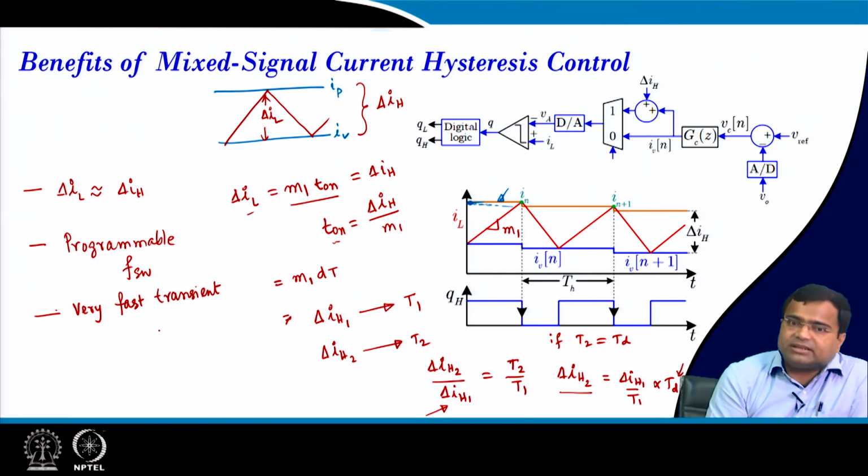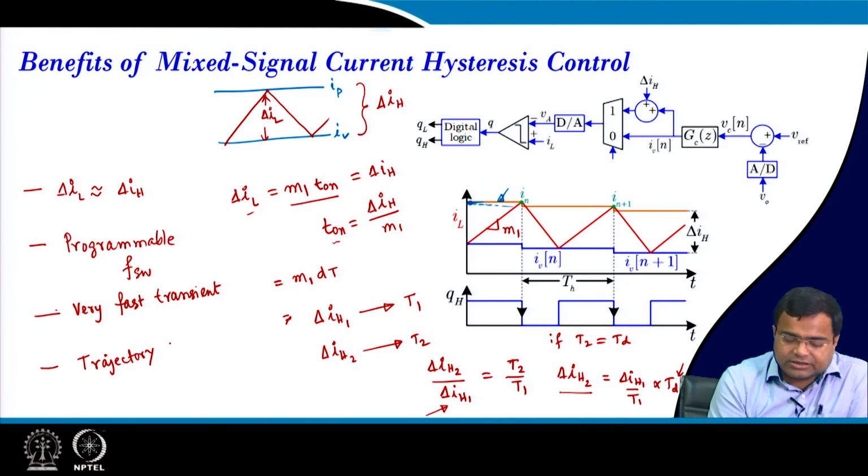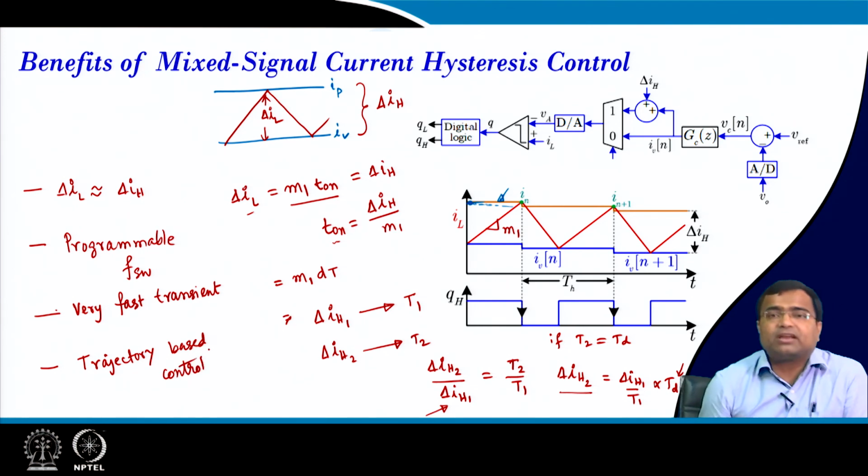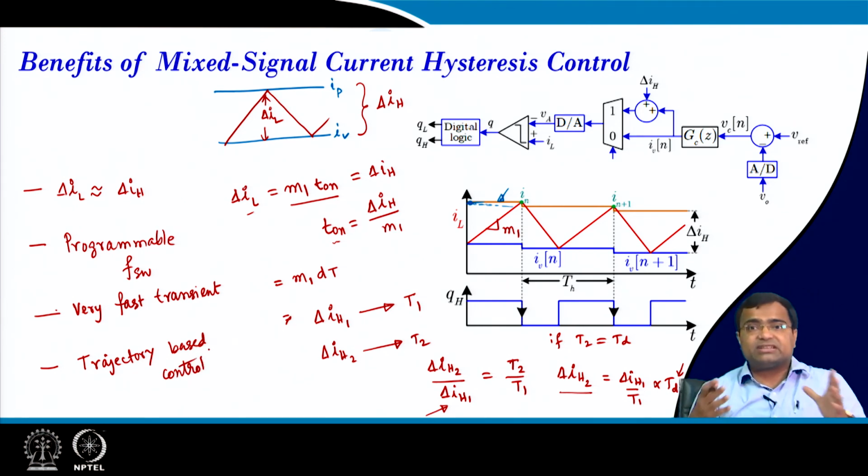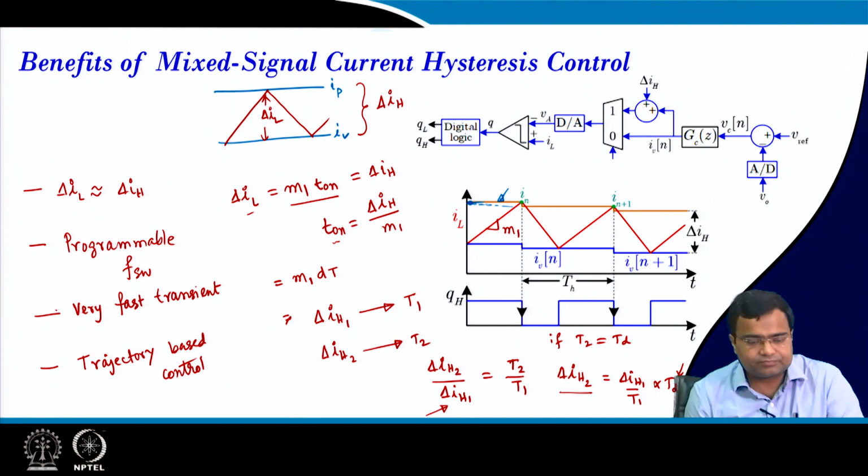Very fast transient response, and you can do trajectory based control. To get very fast transient performance, you can implement trajectory based control like hysteresis control and so on, like sliding mode control also, because this is a hysteresis band, and then you can generate this current reference from the hysteresis, that means the switching surface.